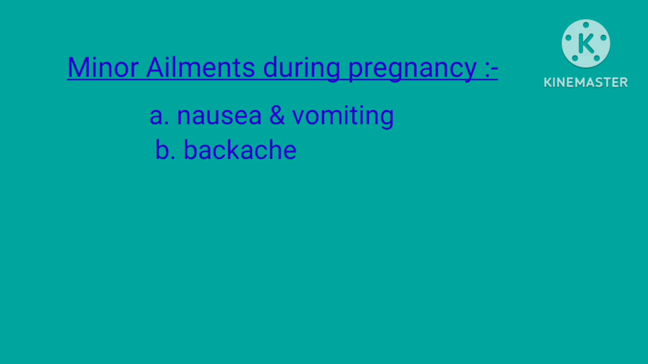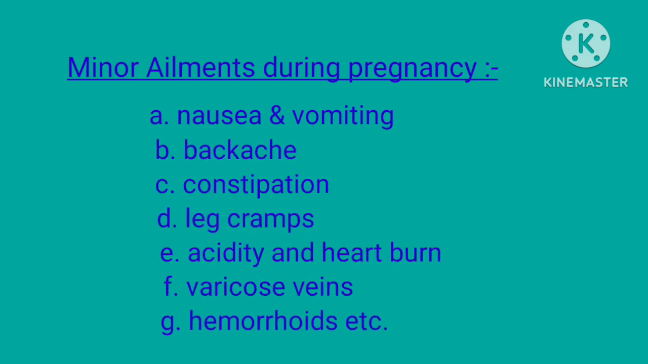And minor ailments during pregnancy which can occur. Okay, that means small problems which can occur during pregnancy are nausea and vomiting, backache, constipation, leg cramps, acidity and heartburn, varicose veins, hemorrhoids, etc. These are the problems which can occur during pregnancy.